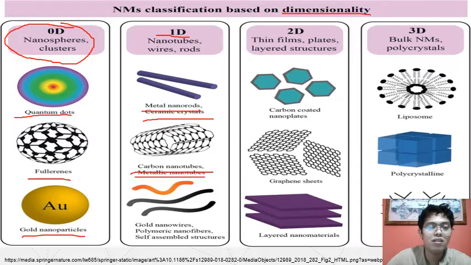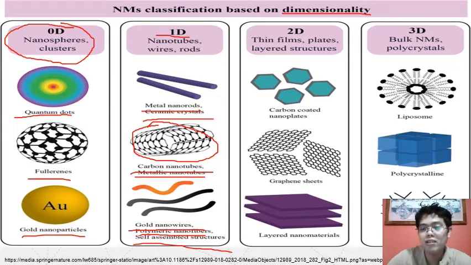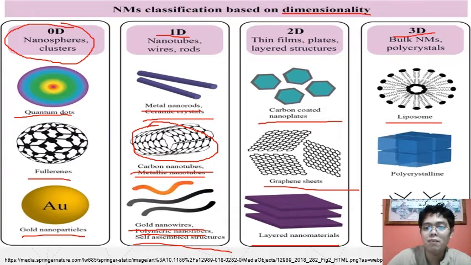As I was saying a while ago, a carbon nanotube has a hexagonal structure. And we also have gold nanowires, polymeric nanofibers, and self-assembled structures. Now, for the two-dimensional nanomaterials, examples are carbon-coated nanoplates, a graphene sheet, and layered nanomaterials. And then lastly, for three-dimensional nanomaterials, we have liposomes, polycrystalline materials, and dendrimers.